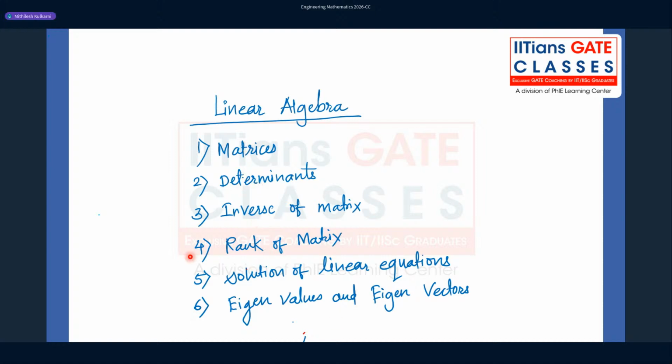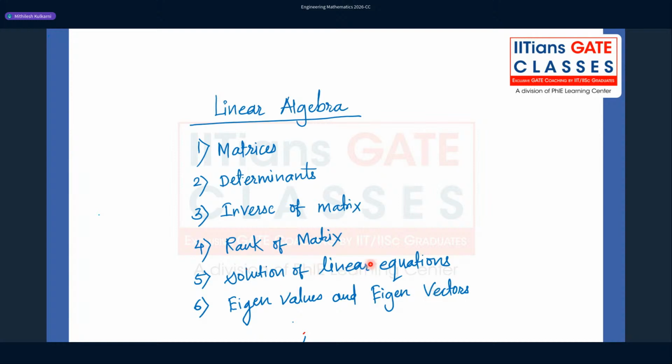You are studying these topics from class 12th, right? But to revise, we have to revise them again, understand them in a better way. Some properties we have to understand which we may not know, and then that will be a base for understanding the topics such as eigenvalues and eigenvectors. Cayley-Hamilton's theorem will also be studied as a part of this topic, eigenvalues and eigenvectors.